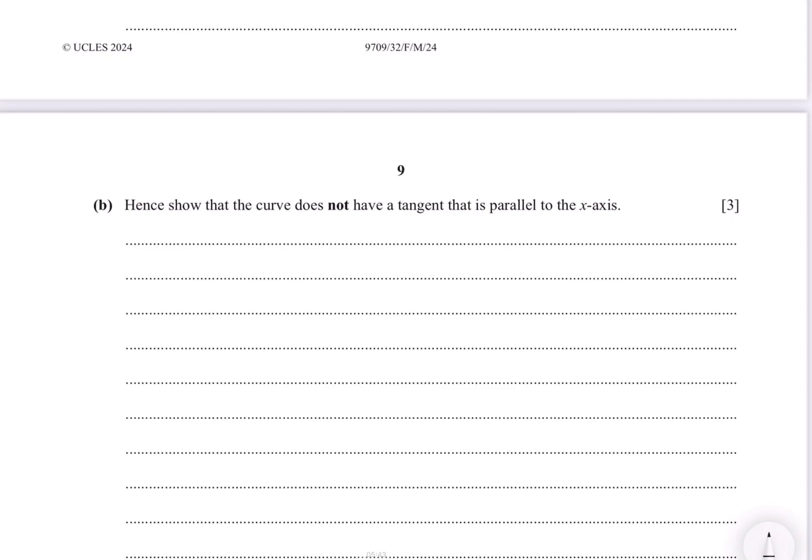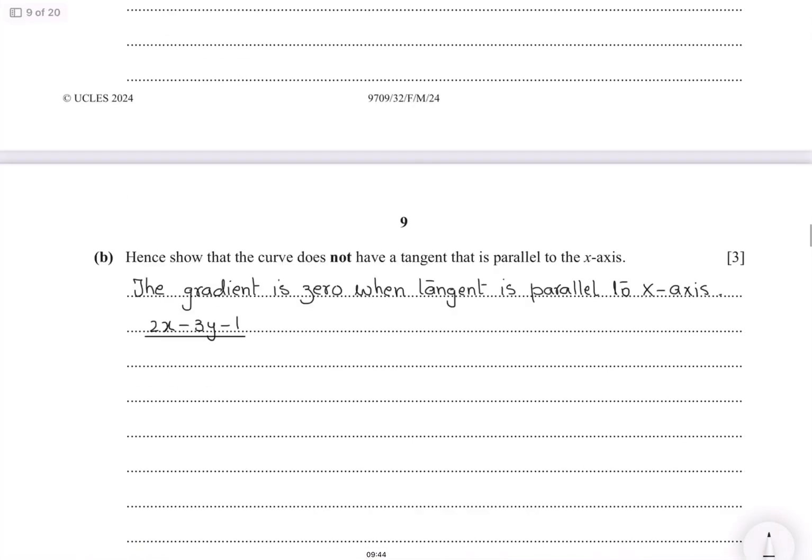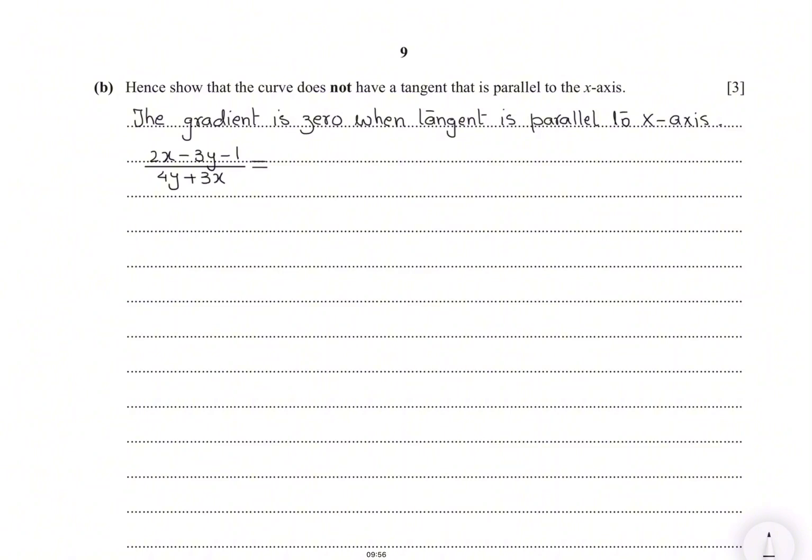Part D, hence show that the curve does not have a tangent that is parallel to the x-axis. So the gradient is 0 when the tangent is parallel to the x-axis. So 2x minus 3y minus 1, which you have already shown, is equal to 0, because it was dy by dx. So you are left with 2x minus 3y minus 1 equals 0. So from here you make x the subject.